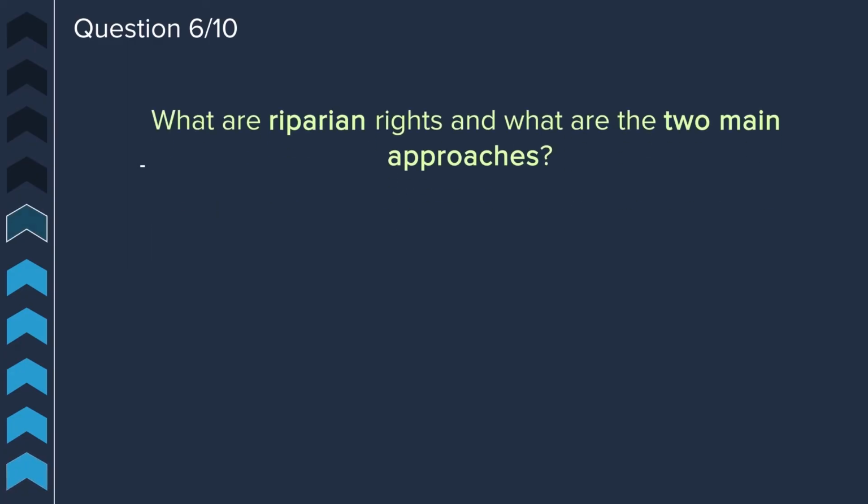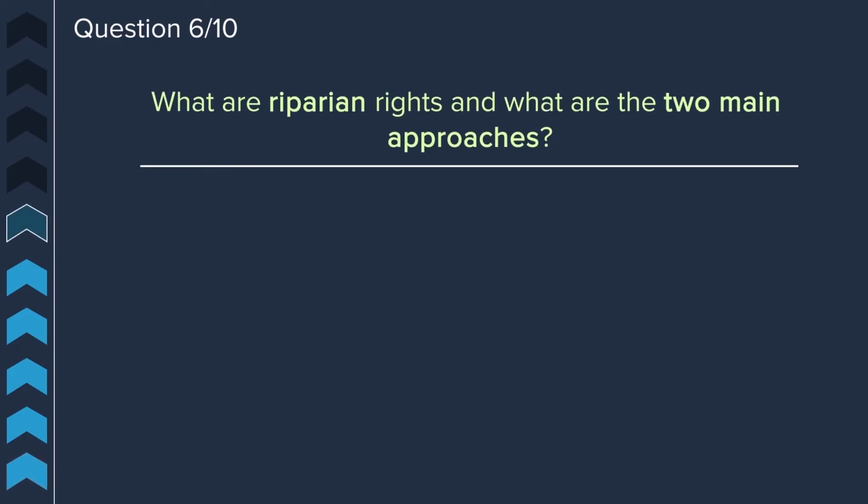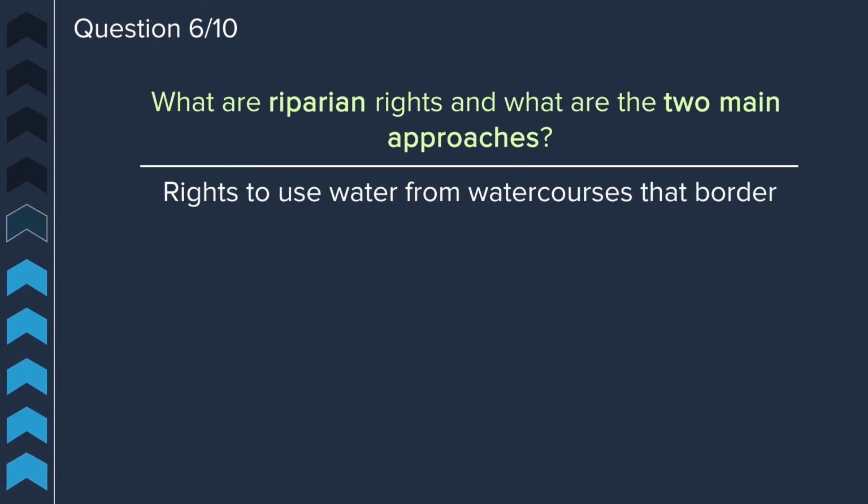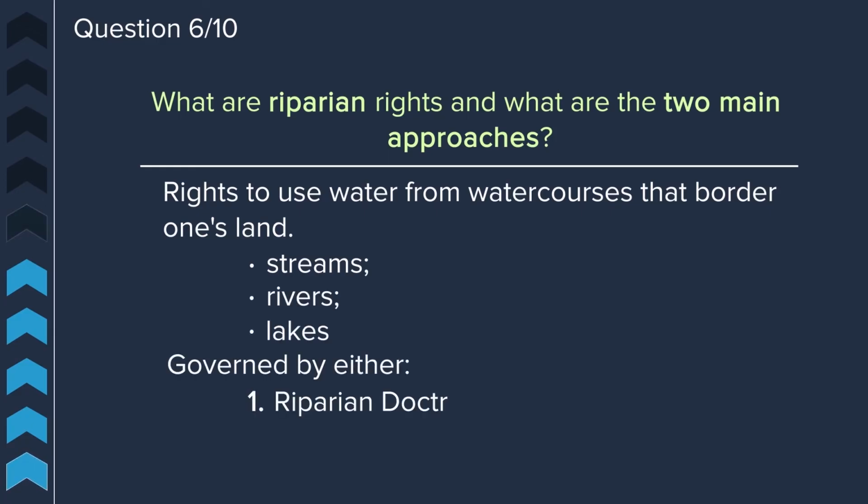Question 6. What are riparian rights, and what are the two main approaches? Riparian rights are the rights to use water from watercourses that border one's land. This includes streams, rivers, and lakes. It's governed by either the riparian doctrine or by the prior appropriation doctrine.